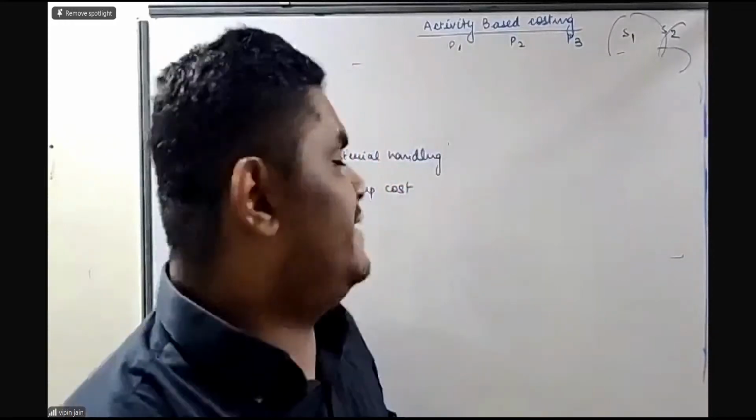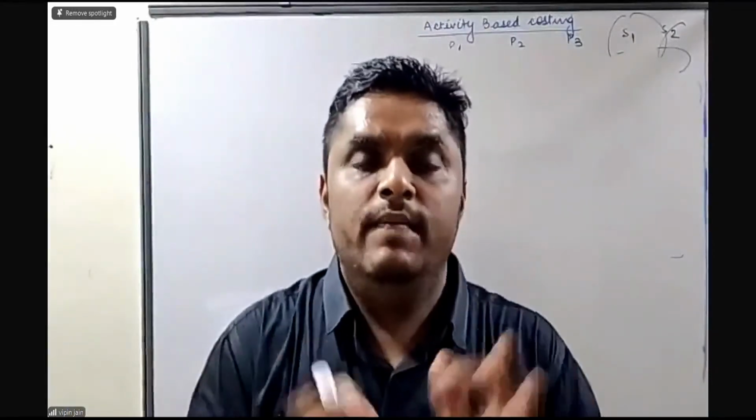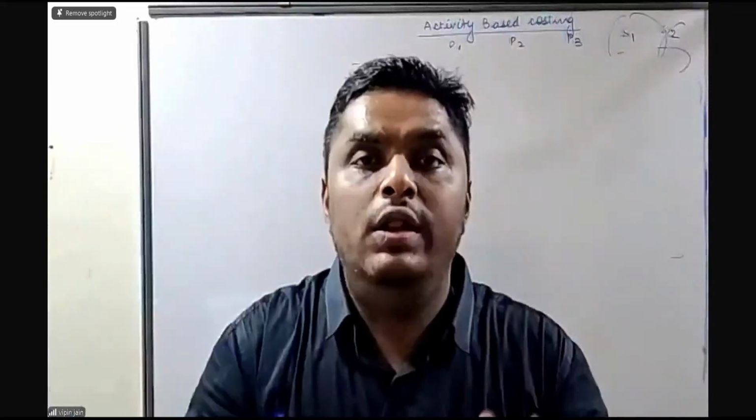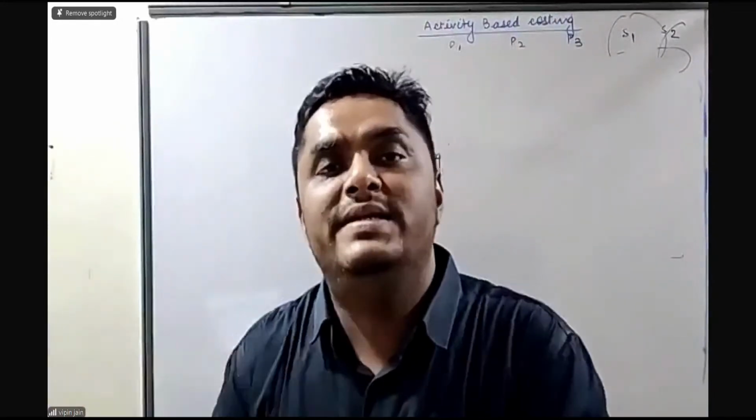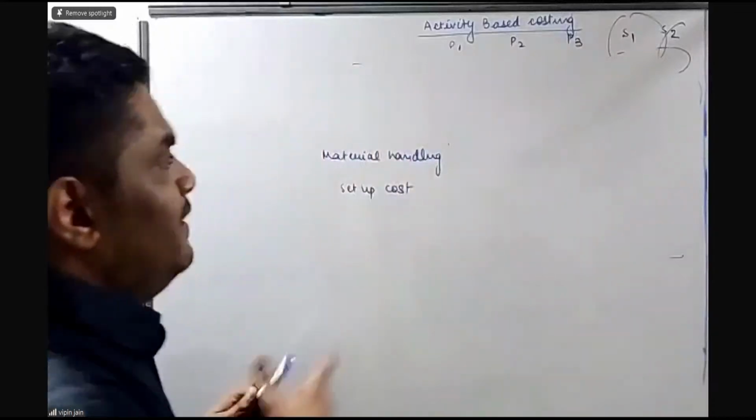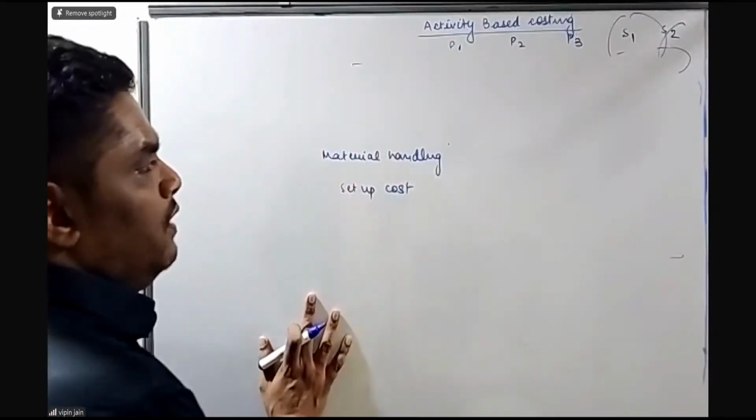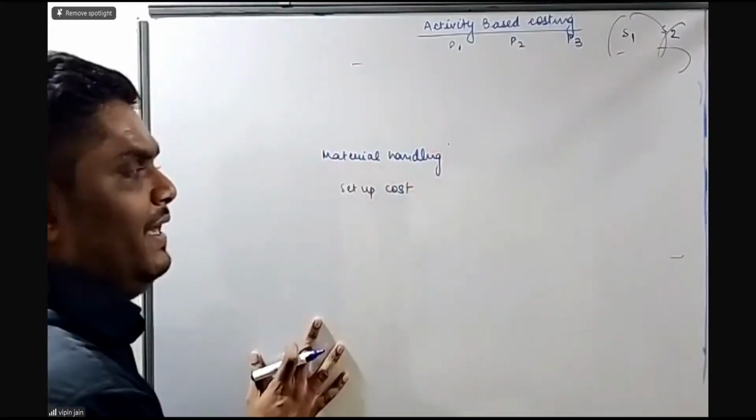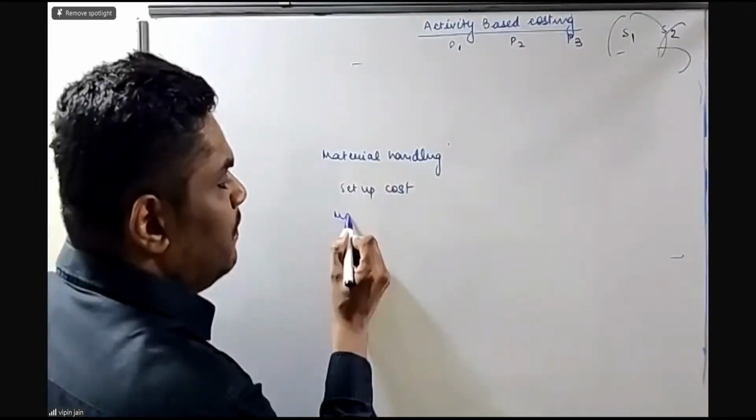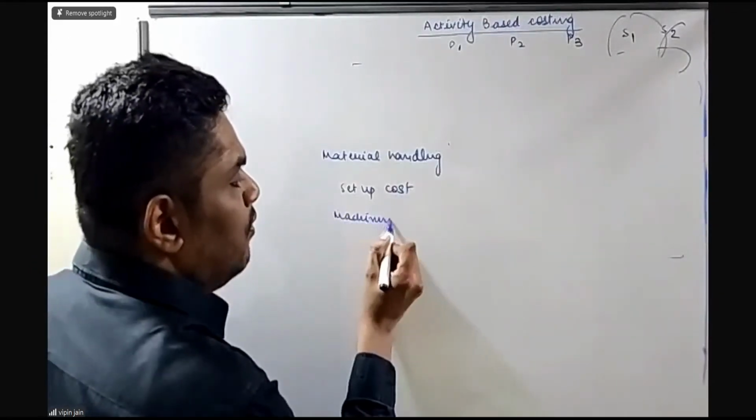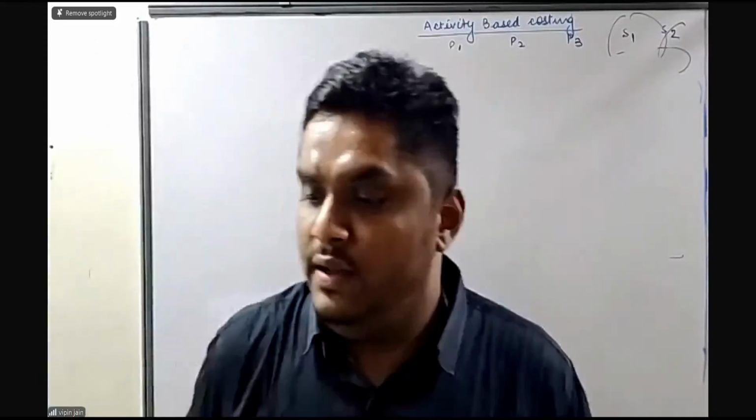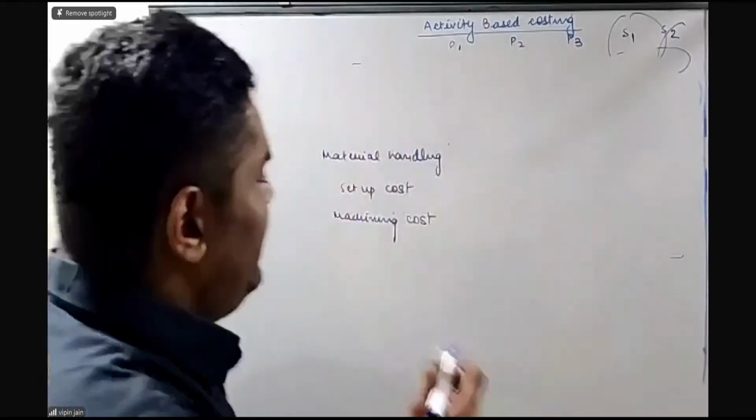So what activity-based costing says, sorry guys, is that instead of absorbing all the overheads using one base or one basis, I have a better approach. What better approach? It says first identify the activities of the organization. Let's say material handling can be an activity, setup cost can be an activity, machining cost can be an activity. Further, let's say assembling cost can be an activity.